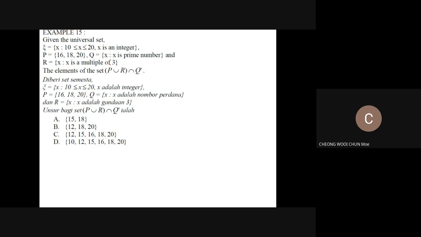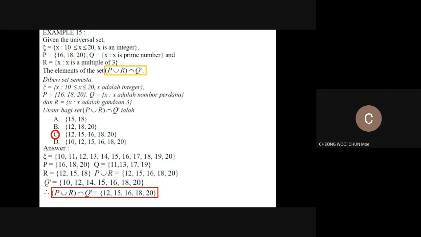Then example 15. So the universal set is 10 to 20 including, so write it down: 10 until 20. Then P is written here, same thing. Q is prime number, so we look here, the prime numbers are 11.